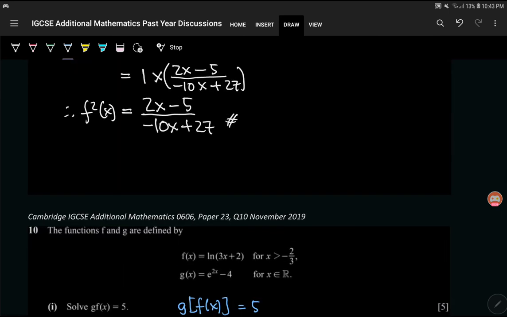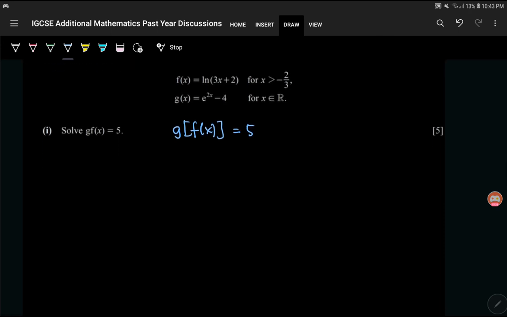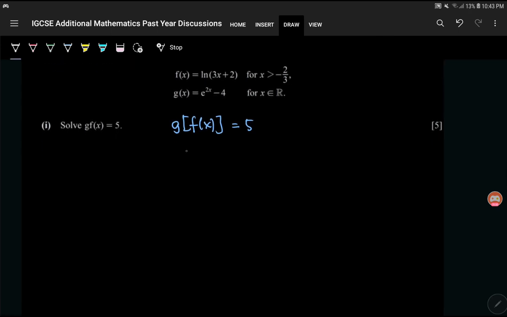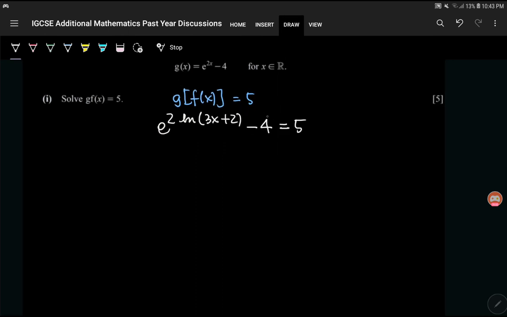Okay, so you can refer again to what I did before here, this part here. I will skip, so I will give you this one. So we have e^(2 ln(3x+2) - 4) = 5. Then I can move this negative 4 to the right, and also I can move this 2 in front of the ln here, because we have the following rule.